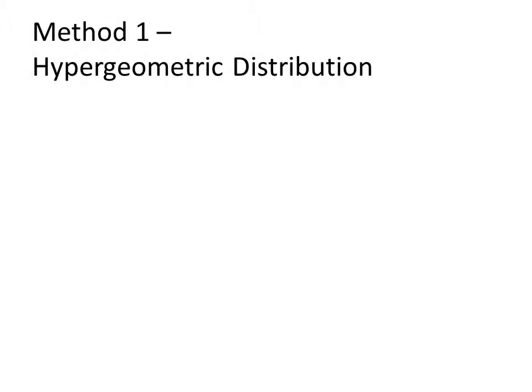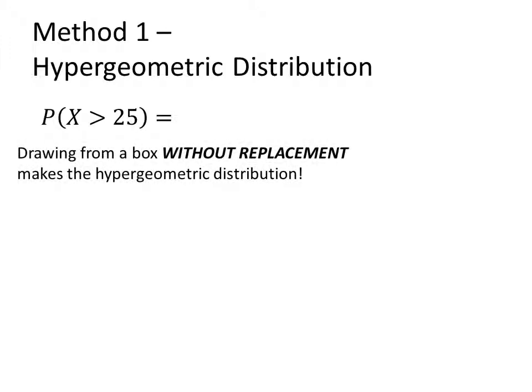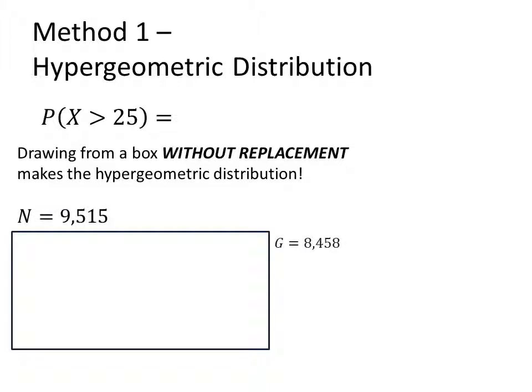The first method, and I think the most appropriate method, is using the hypergeometric distribution. We want to find the probability of having more than 25 females, and so we think about this as a box model where we're drawing from this box without replacement. So it's basically like a sock drawer.